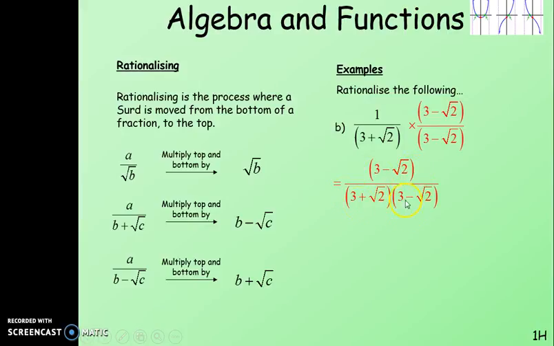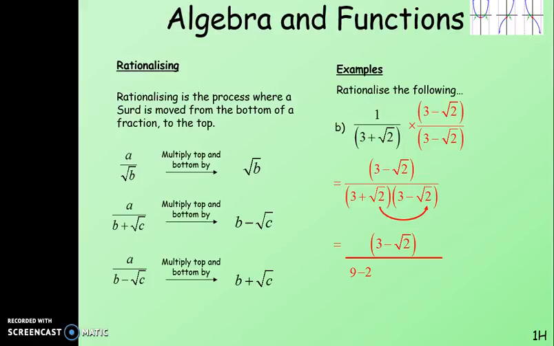Then we need to multiply out this bracket, and hopefully we'll end up with no surds on the bottom. So let's have a look. 3 times 3 is going to give us 9. And then we're going to move on to doing root 2 times minus root 2. So plus root 2 times minus root 2 is going to be negative, but it's going to be root 2 times root 2, which is root 4.